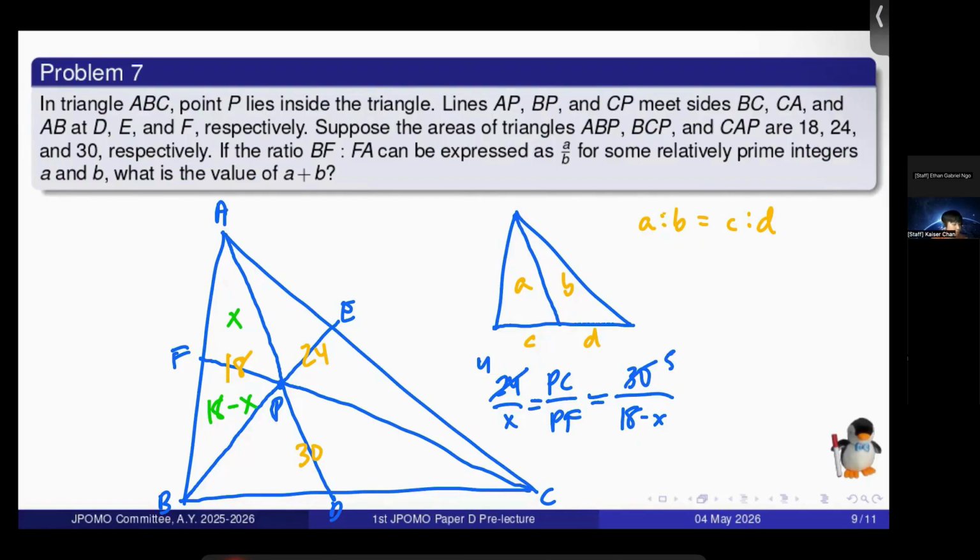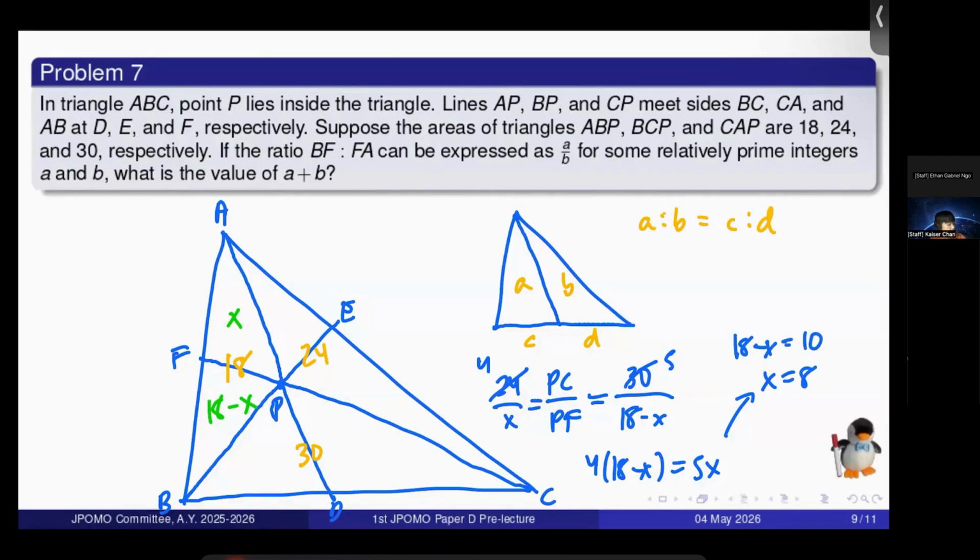So what's the value of x if we have this? X equals 8, yes. So if we cross multiply, right, that's 4 times 18 minus x equals 5x, or 72 minus 4x equals 5x, which leads to 72 equals 9x, and that leads to x equals 8. And thus, 18 minus x equals 10.